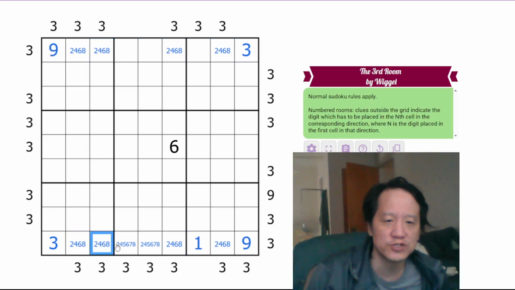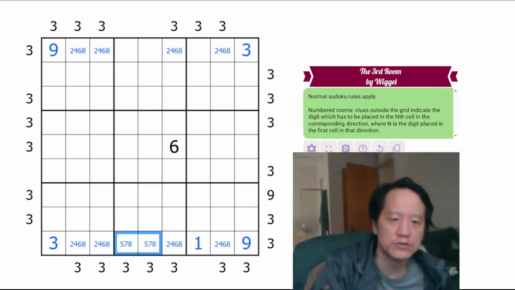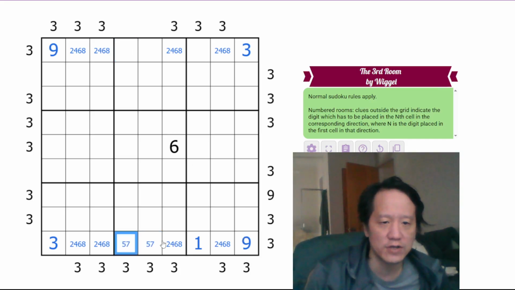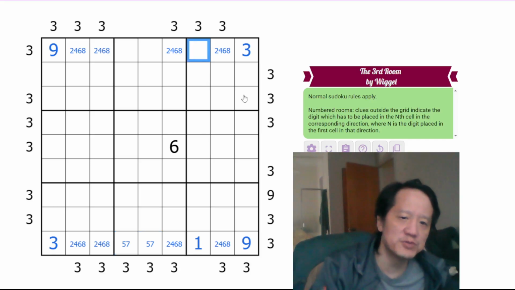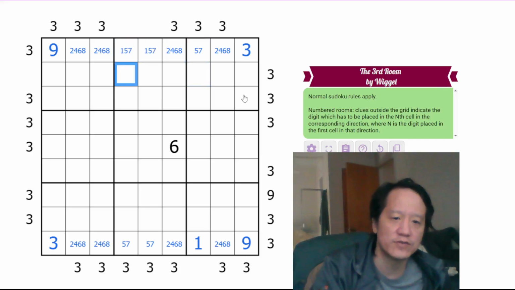That eliminates 2, 4, 6, 8 in the rest of the row. So it's new 2, 4, 6, 8. This is 5 or 7 here. This is 5 or 7 here. This must be 5 or 7. And this must be 1, 5 or 7, or 1, 5 or 7 here.